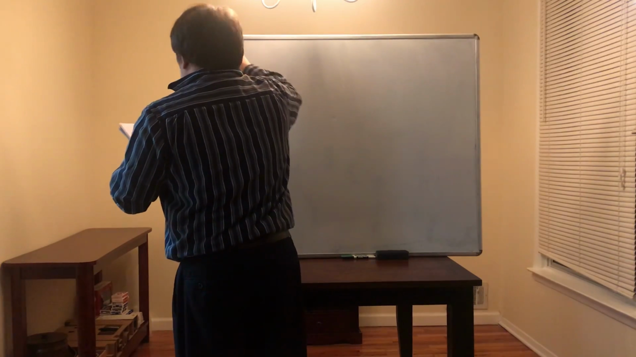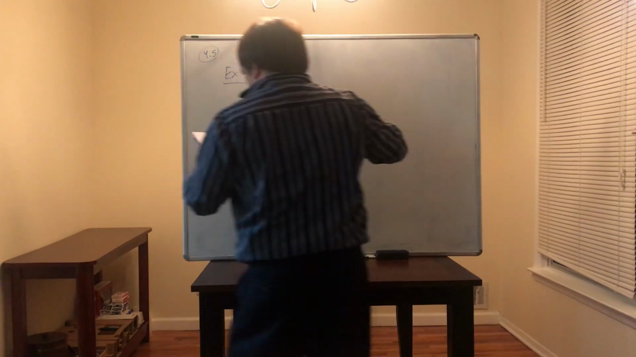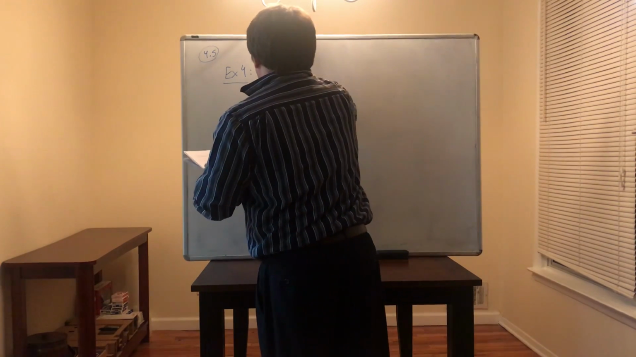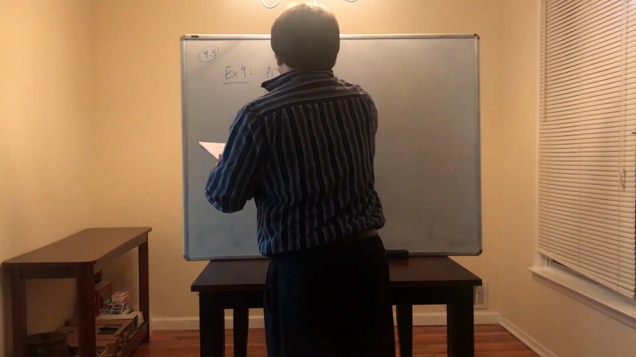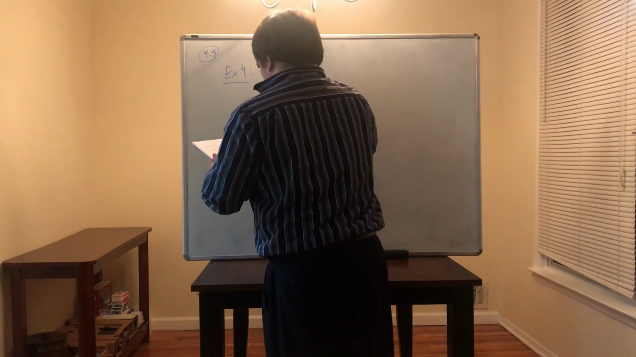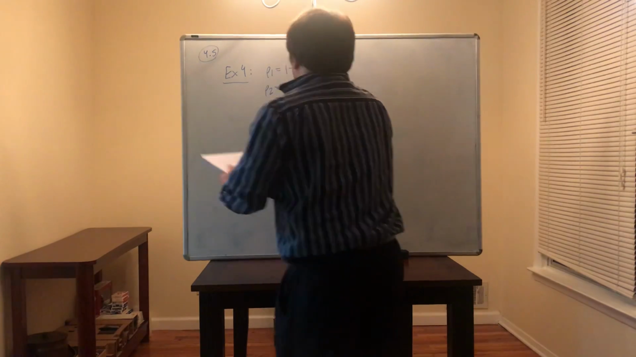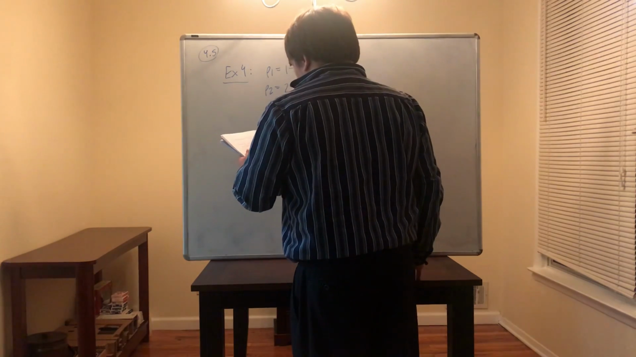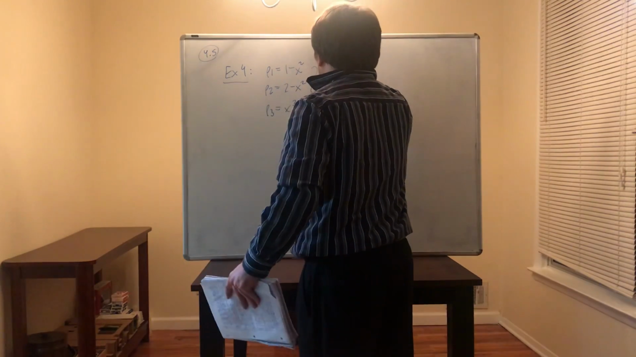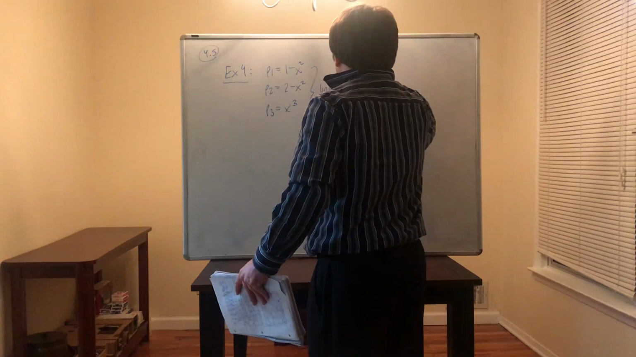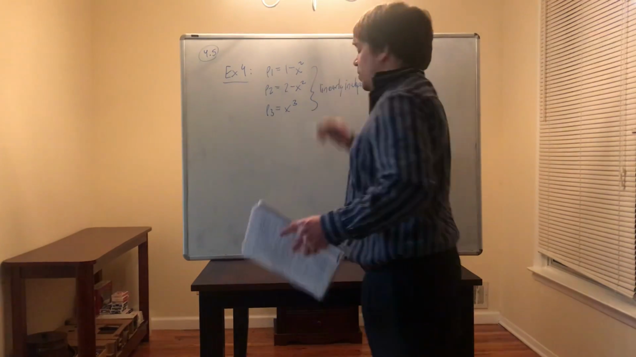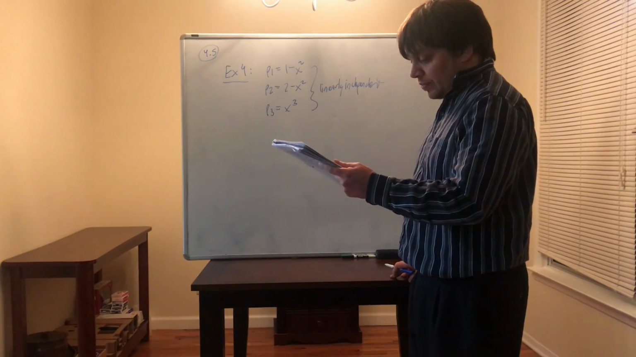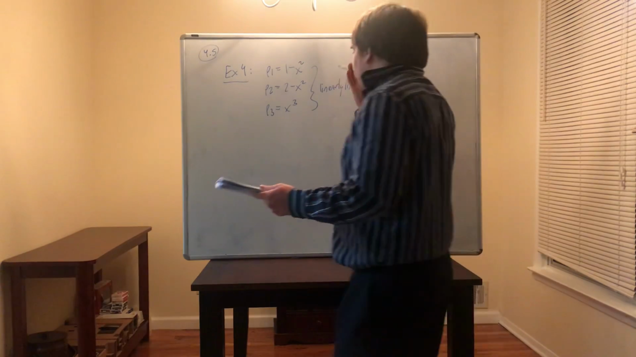of section 4.5. Okay, so in example 4, we have the polynomial p1, which is 1 minus x squared. We have the polynomial p2, which is 2 minus x squared. And we have the polynomial p3, which is x cubed. These three polynomials as vectors in P3 are linearly independent. You can show that these three polynomials are linearly independent. So let's show why that is.